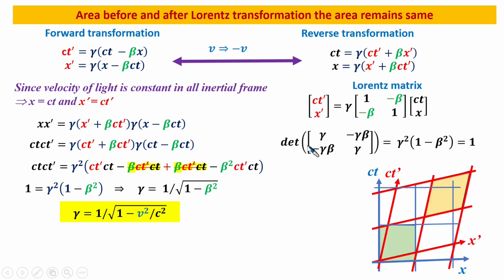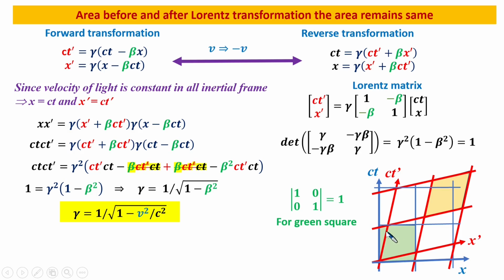So this is your gamma, which I have taken inside. So gamma square minus gamma square into beta square. The common gamma square I take outside, so this is gamma square times 1 minus beta square. Since gamma is 1 over the square root of 1 minus beta square, gamma square will be 1 over 1 minus beta square, so this will get cancelled, equal to 1.